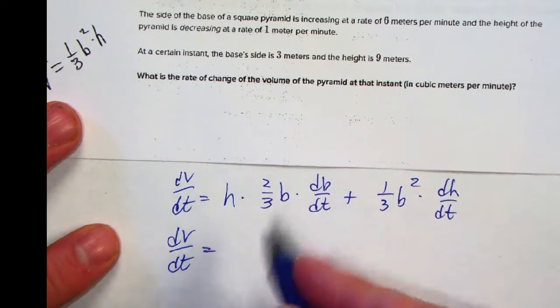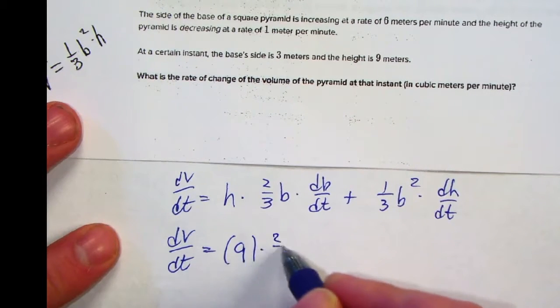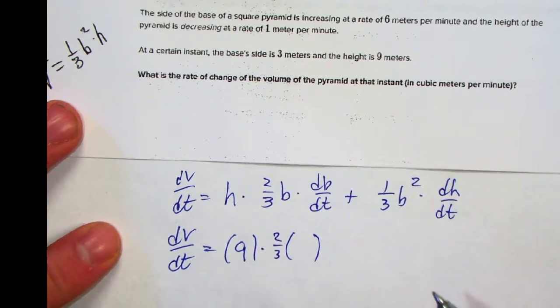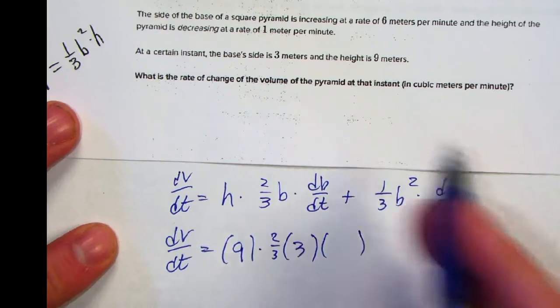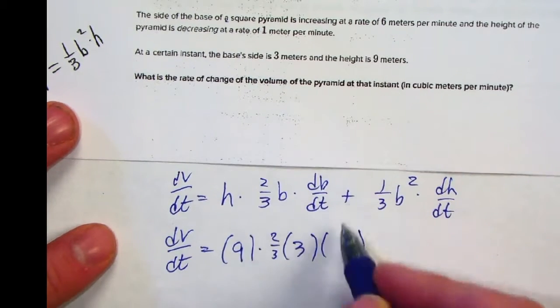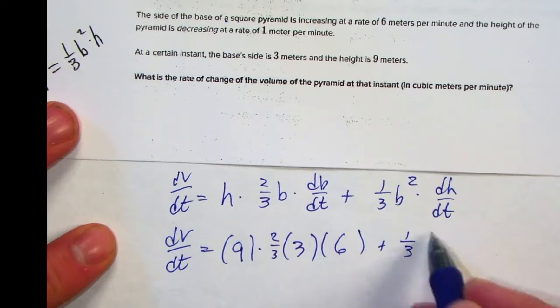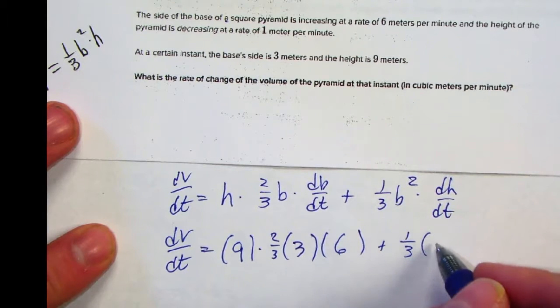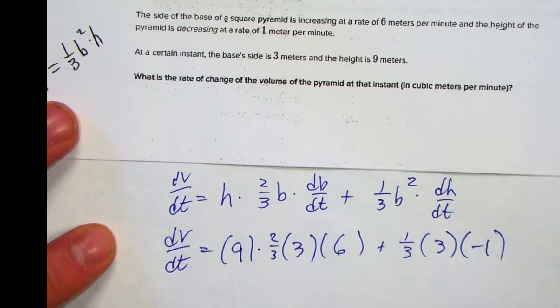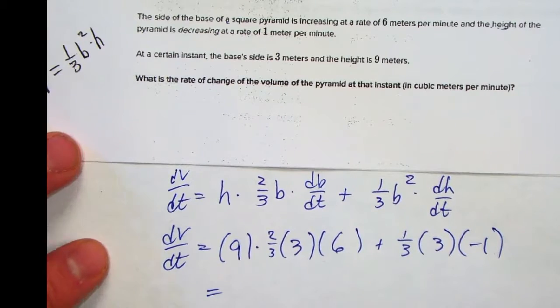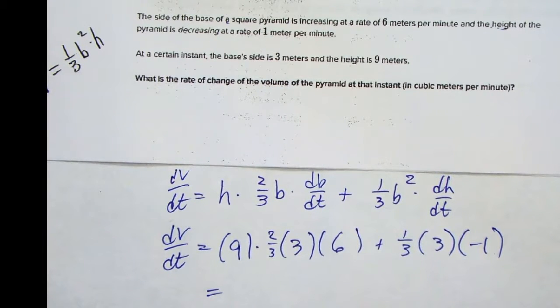The height is 9. The base is 3. dB/dt, so the side of the base is increasing at 6. The base is 3 again. dH/dt, the height is decreasing at a rate of 1, so -1. And then it's going to work all those out.